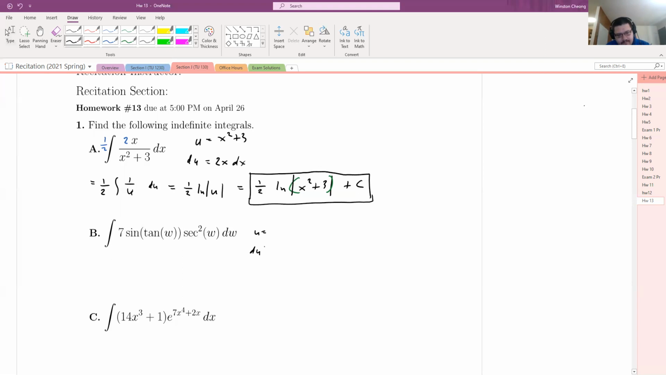Okay. Well, so for B, I want to encourage you to think about what the u should be for this problem. I'll give you a few seconds to think about it. And if anyone wants to say it or type it, that would be good. I would encourage you to chime in.